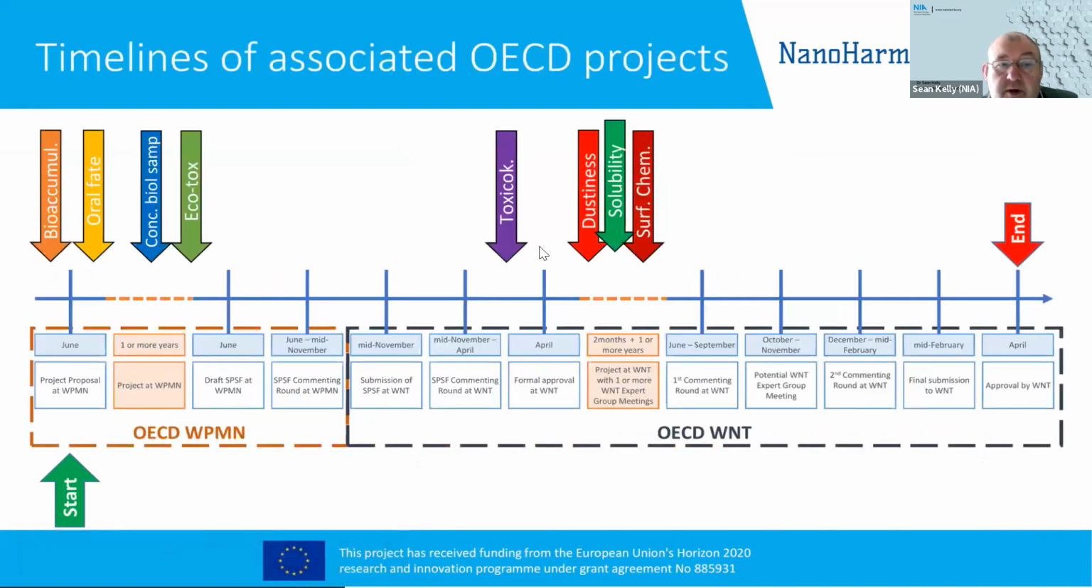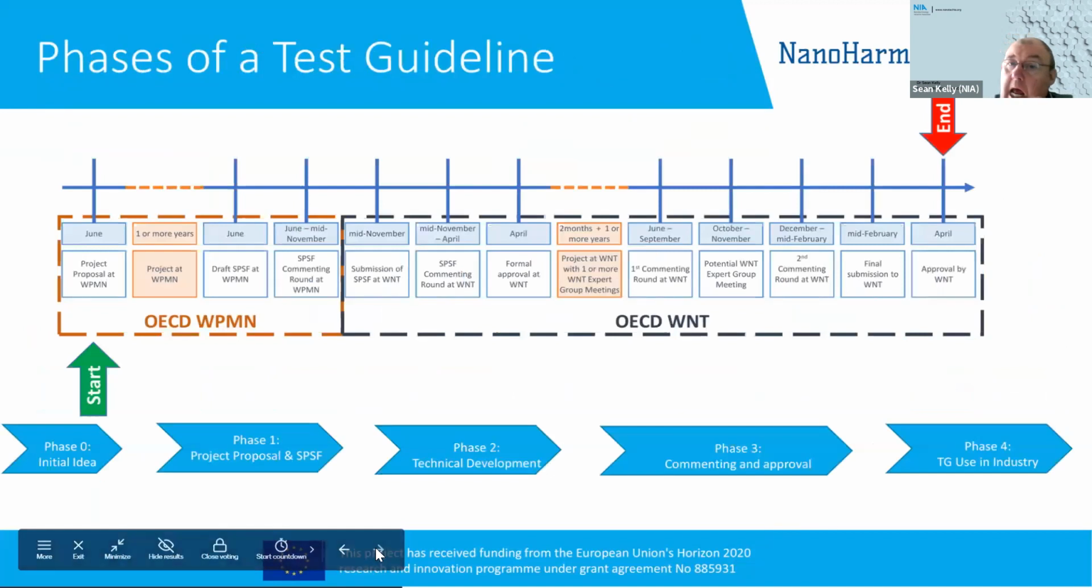One of the things we're most interested in as a project is the timeline of how these test guidelines proceed through the OECD WPMN and then obviously OECD WNT. As you'll see from this timeline, we've just marked on here the timeline of the actual test guidelines that the NanoHarmony project is working on. But obviously this is the same test guideline route that all new test guidelines will currently go through. And as Klaus mentioned, within NanoHarmony, we've split these into a variety of phases. So we have a total of 4 phases.